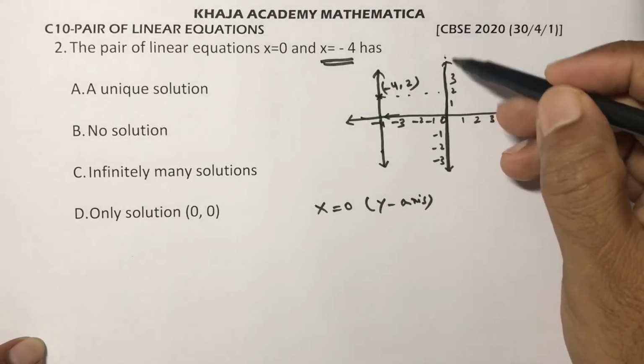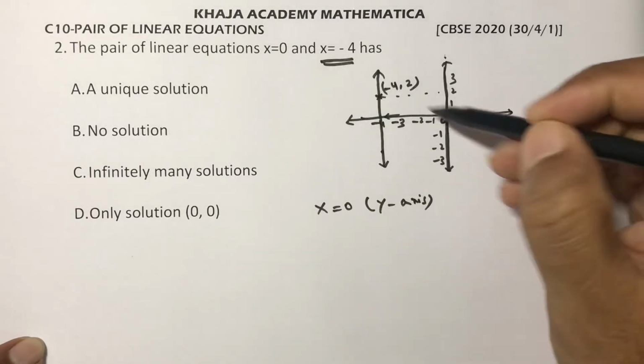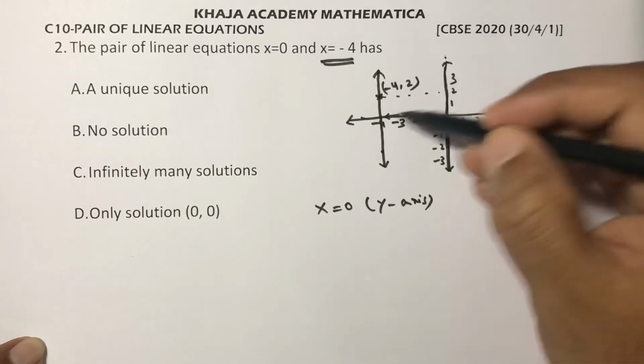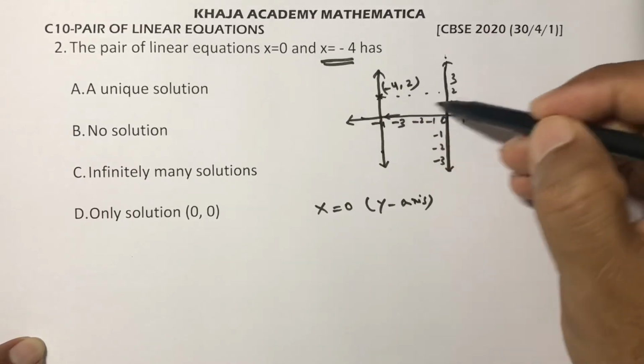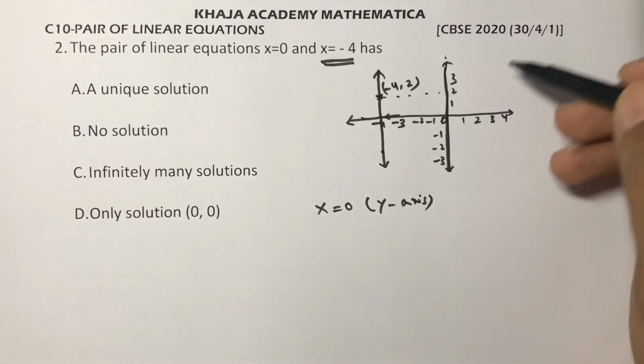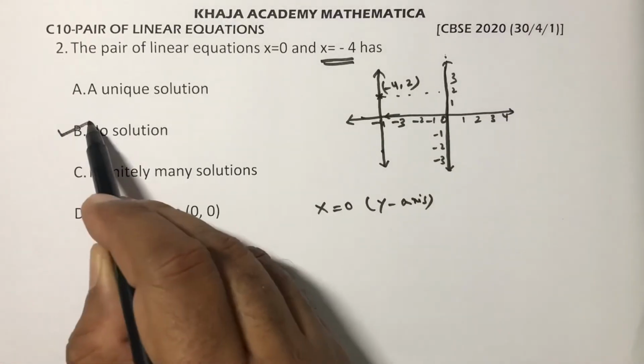Now see, x equals 0 is the y-axis and x equals minus 4 is a line like this which is parallel to the y-axis. As these two lines are parallel, we'll not get any solution. So the correct option is B.